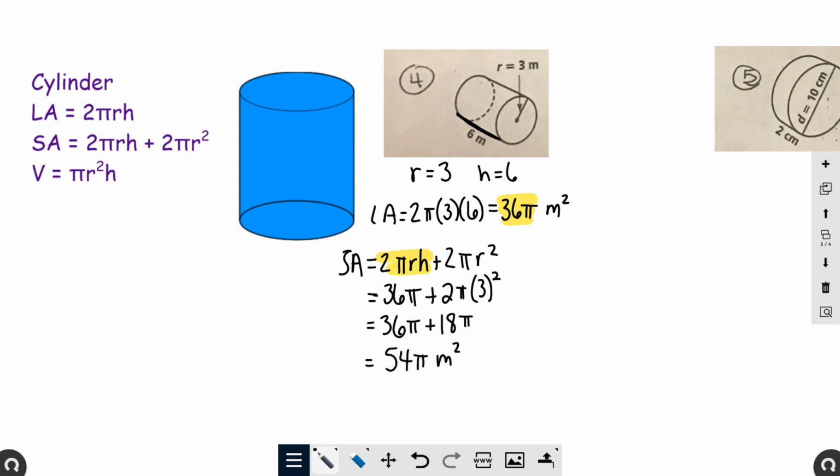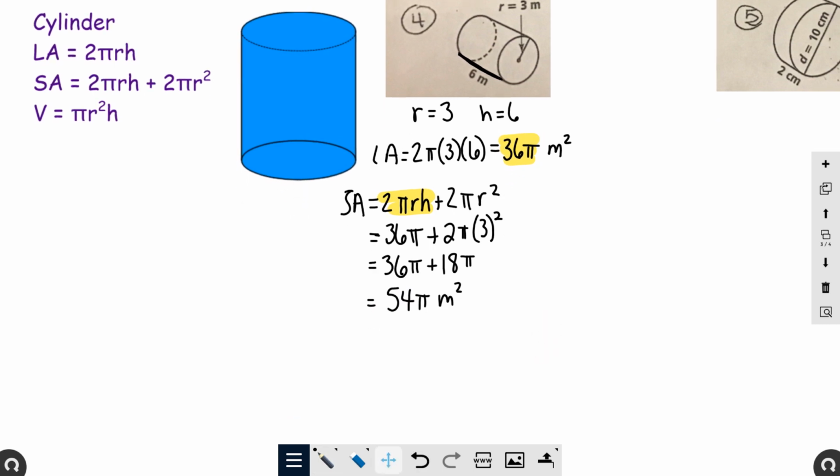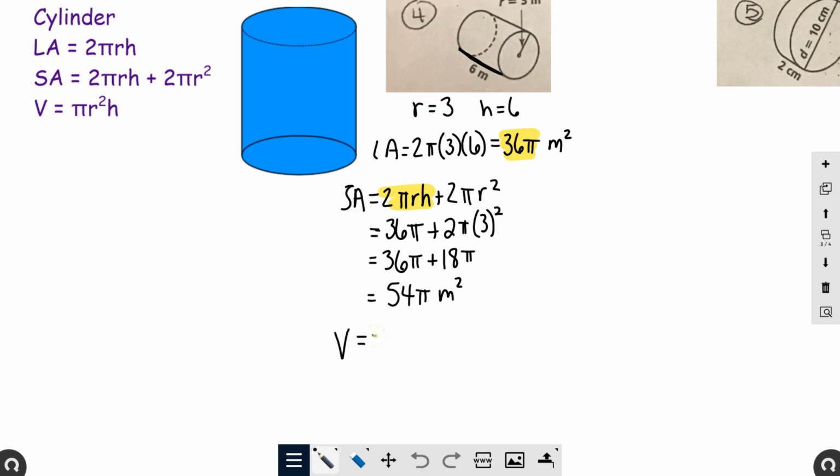meters squared. Now our last part that we want to find is our volume, and that's pi r squared h. So pi, 3 squared, and 6. Again, order of operations first. 3 squared is 9, and 9 times 6 is 54 pi. But now the units are meters cubed. You will see a lot of times that your surface area and volume will be the same. And that is okay. You might also see that your surface area is more than your volume. And that is fine too.